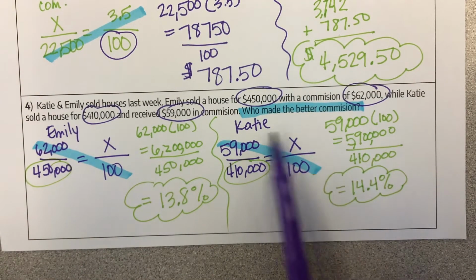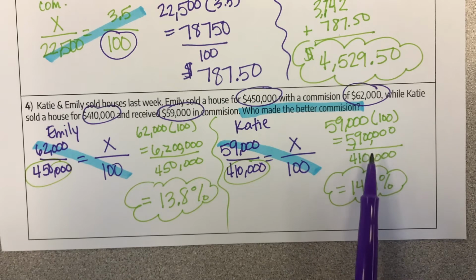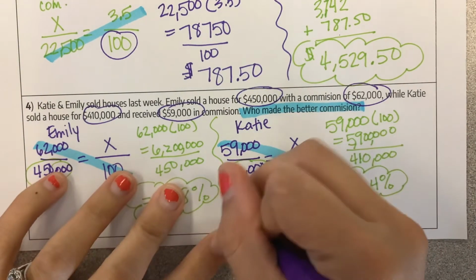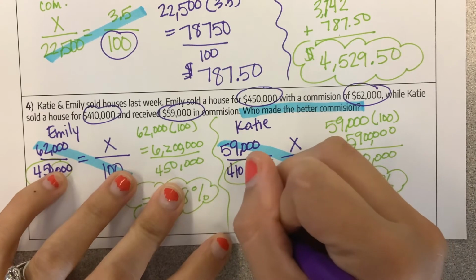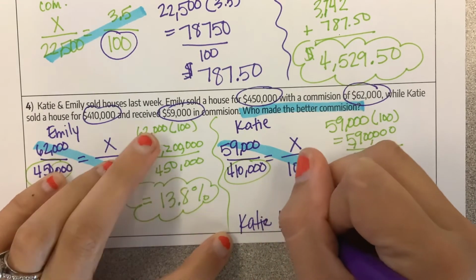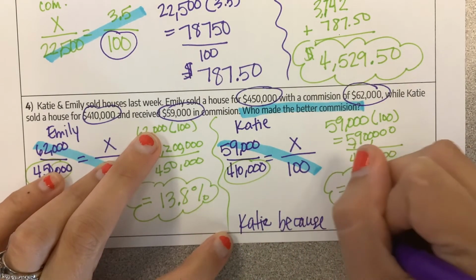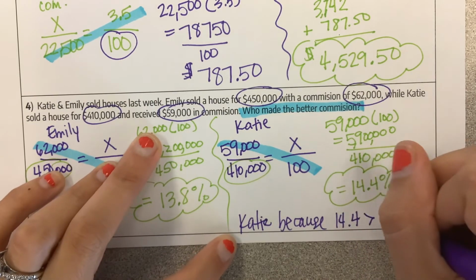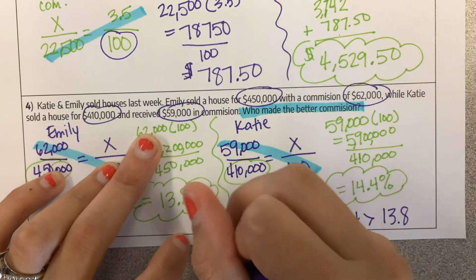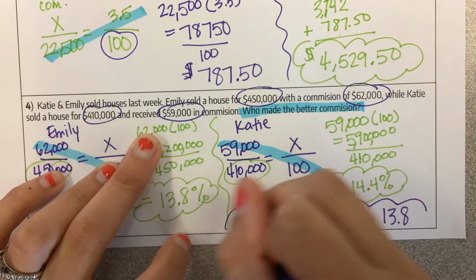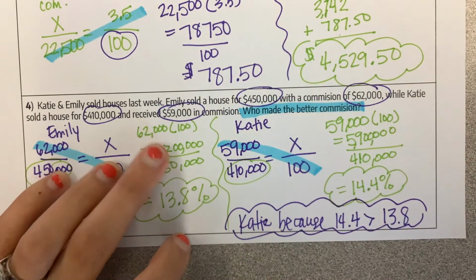So the question is, who made better commission? Even though the amount that Katie made was less, it was $59,000, her rate is higher. So Katie, because 14.4 is greater than 13.8. So a quick explanation like that.